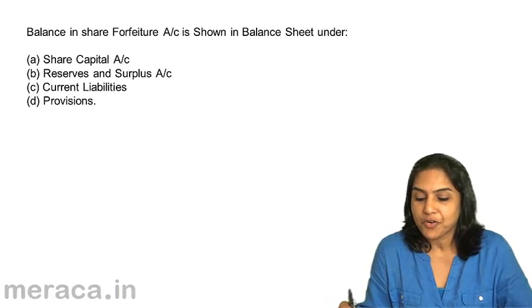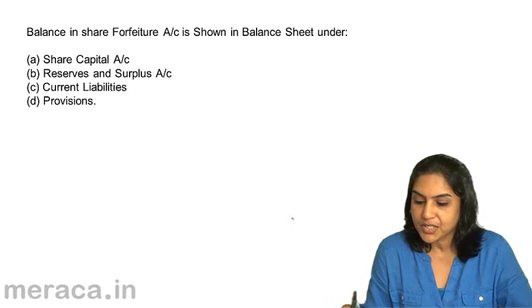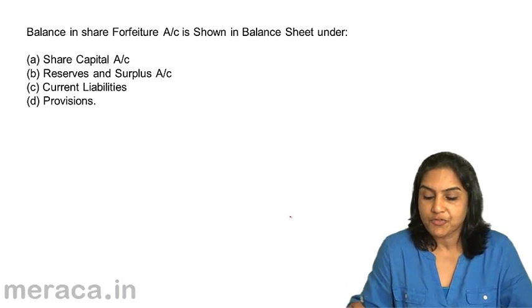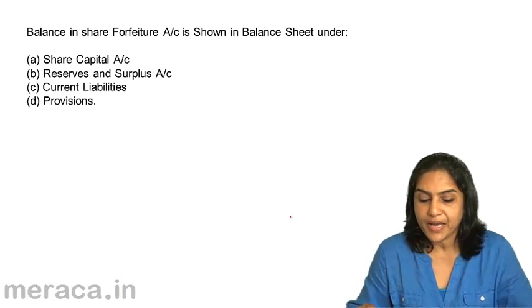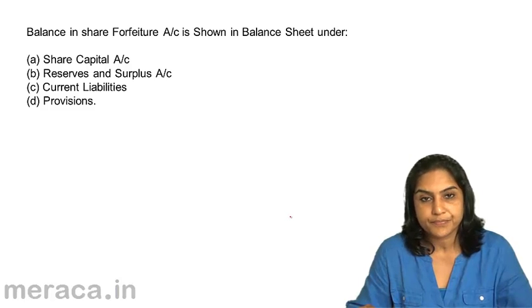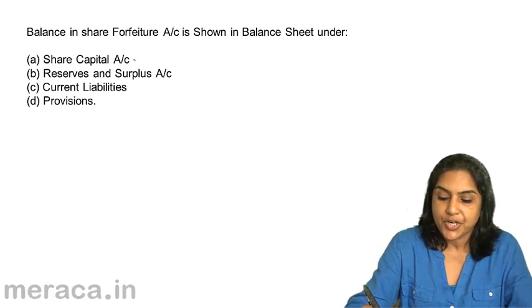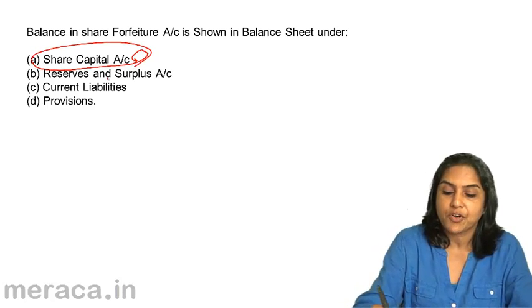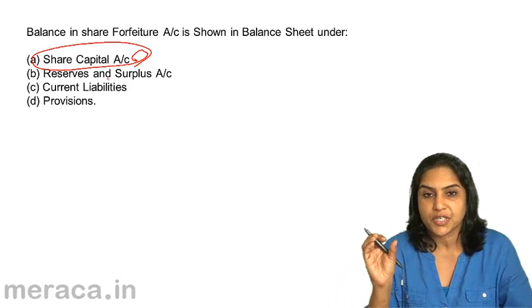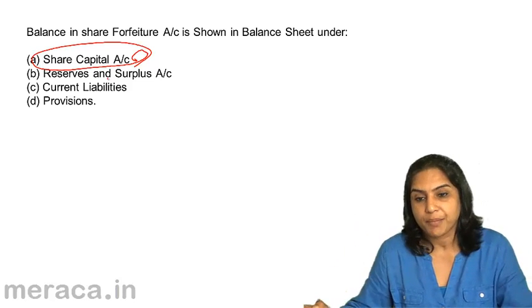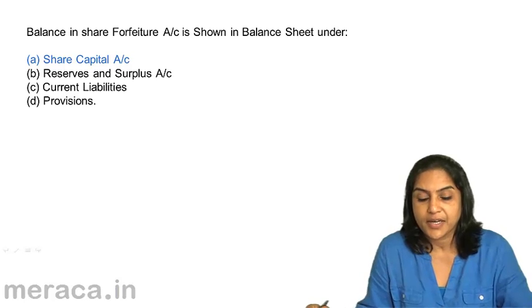The balance in the shares forfeiture account is shown in the balance sheet under: A. Share capital account, B. Reserves and surplus account, C. Current liabilities, and D. Provisions. The correct answer is share capital account. The shares forfeited account balance is added to the amount of share capital. Correct answer A.